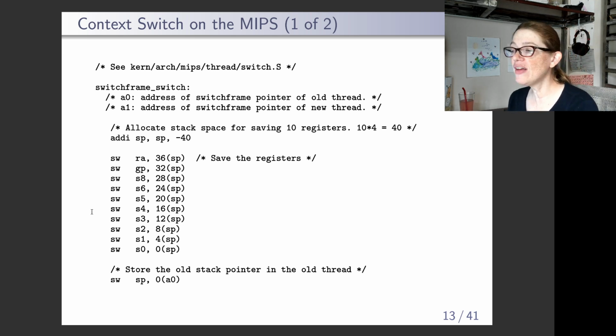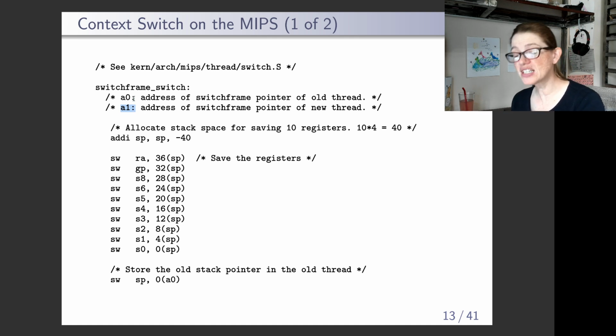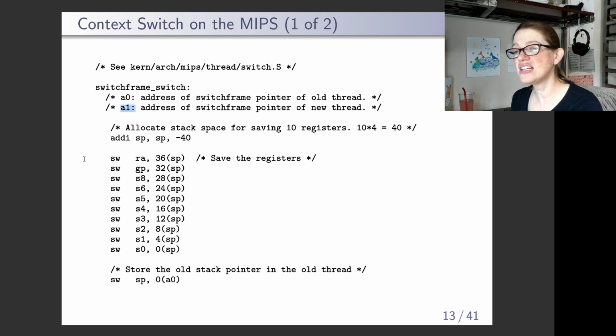Now, the low-level context switch, switchframe_switch, is going to be given two arguments. One is the address of the stack for the old thread, and the other one is the address of the stack for the new thread. So at this point, it already knows which thread is going to go next because it has to be able to complete the context save for the old thread, and then it's going to begin the restoration process for the new thread. So this slide here is talking about how we actually complete the context save.